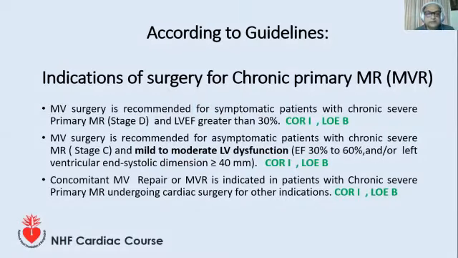According to the guidelines, indications for surgery, especially mitral valve replacement, in chronic primary mitral regurgitation: mitral valve surgery is recommended for symptomatic patients with chronic primary MR, that is stage D, with ejection fraction greater than 30. That is the class 1 indication, the replacement of the mitral valve. Another one, mitral valve surgery is recommended for asymptomatic patients with chronic mitral regurgitation with mild to moderate LV dysfunction, that is ejection fraction between 30 and 65, with LV end systolic diameter 40, that is class 1. Surgery is still the best option, especially mitral valve replacement.